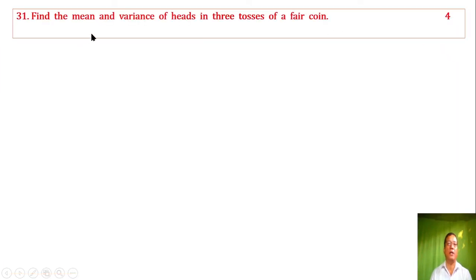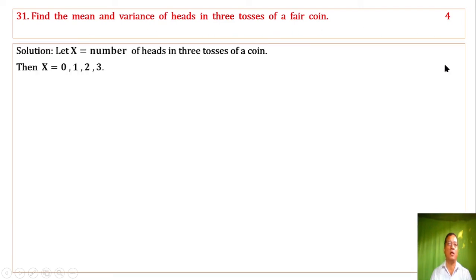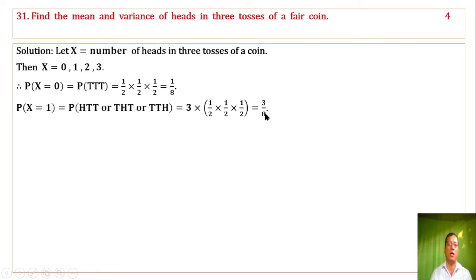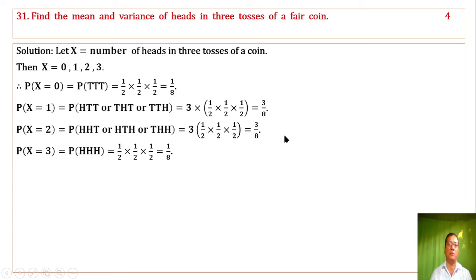31. Find the mean and variance of the number of heads in three tosses of a coin, 4 marks. Let X be the number of heads in three tosses of a coin, then X equals 0, 1, 2, 3. P of X equal to 0, that is getting all tails, is 1 by 8. P of X equal to 1 is 3 by 8. X equal to 2 is 3 by 8. X equal to 3 is 1 by 8.